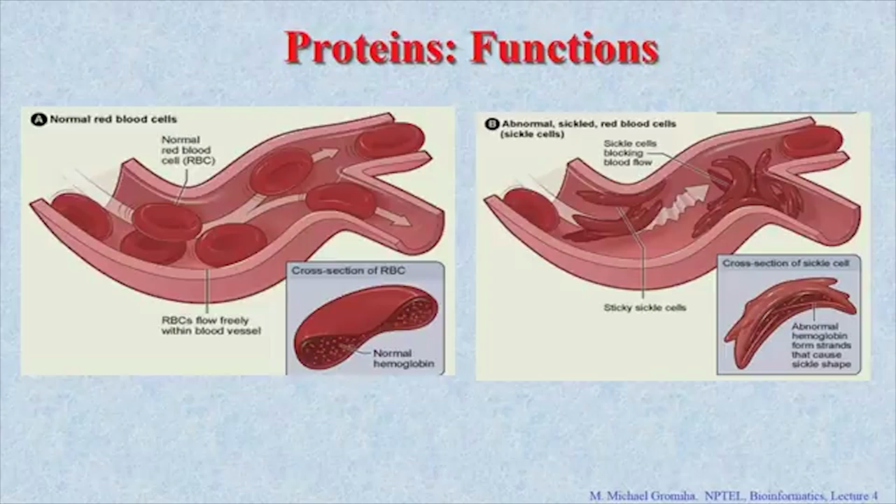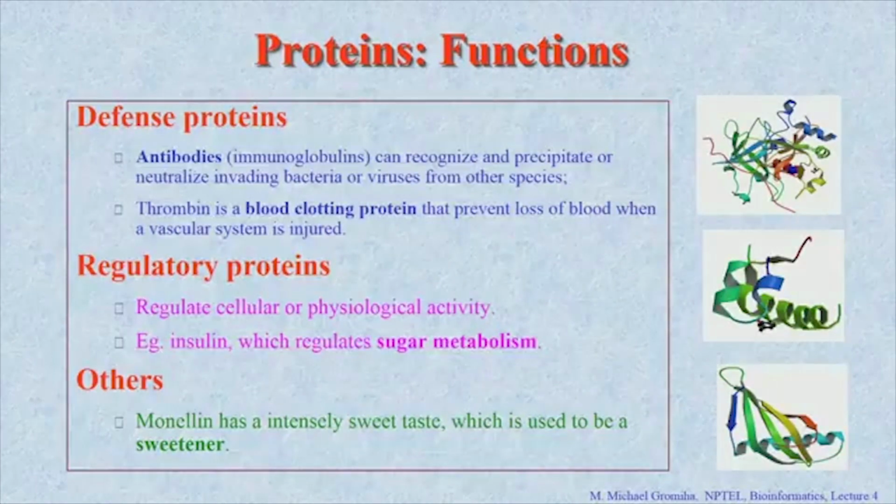This is a disease mainly found in many people in Africa, right. So now this protein is very important for the carrier of the oxygen, right.